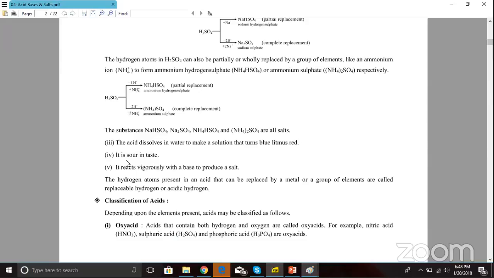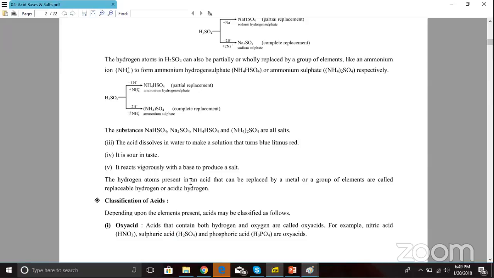Okay, so when an acid is dissolved in water to make a solution, it turns blue litmus red. This is a property of the acid, so we can find out easily. Suppose in a beaker we have different solutions. If you want to find out which one is the acid, we can use litmus papers. It is sour in taste. Yes, we have already tasted lemon and tamarind, which are also sour in taste.